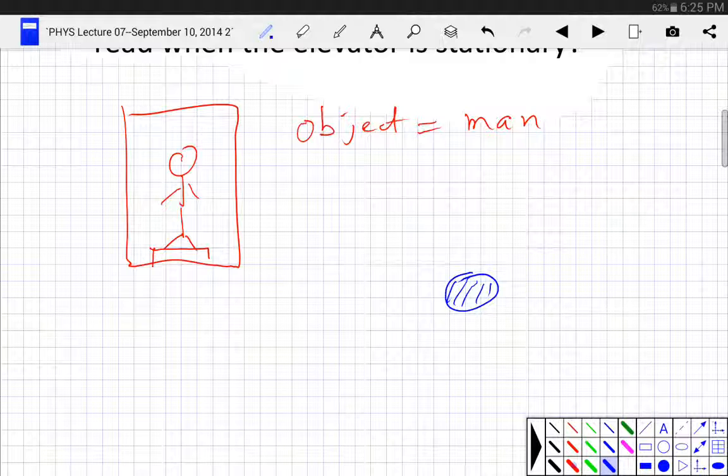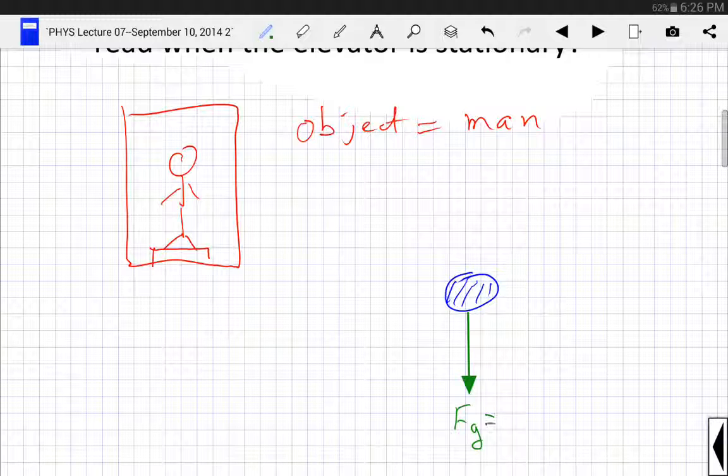Now I need to identify my forces that are acting on him. So forces are vectors, and I will show each force that's acting on the man. Now if I were to ask you in class what forces are acting on the man, you would say, well, there's a force of gravity. And by definition, the force of gravity is down. So I have my force of gravity. And we know that when we're on the surface of the earth, the force of gravity is always going to be the mass times g.